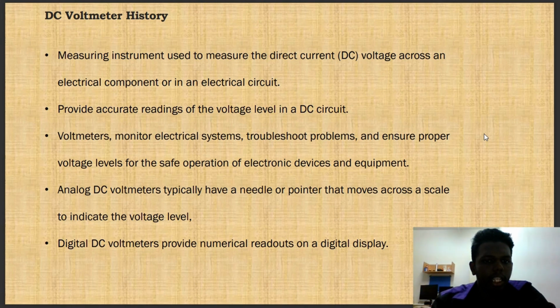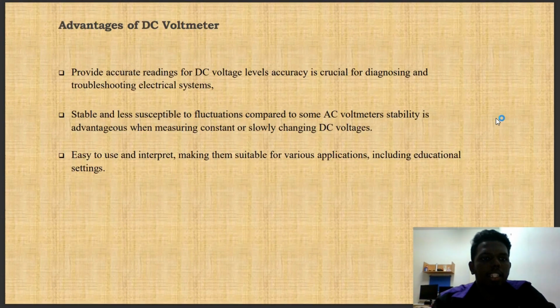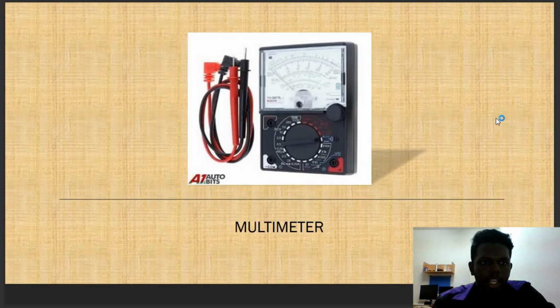It provides an accurate reading of voltage level. And third, a voltmeter can monitor electrical systems, troubleshoot problems and ensure proper voltage level for the safe operation of electronic devices and equipment. And the advantages of a DC voltmeter: it provides accurate readings for DC voltage levels, is stable and less susceptible to fluctuation compared to some AC voltmeters. Stability is an advantage when measuring constant or slowly changing DC voltage. It is easy to use, making it suitable for various applications.